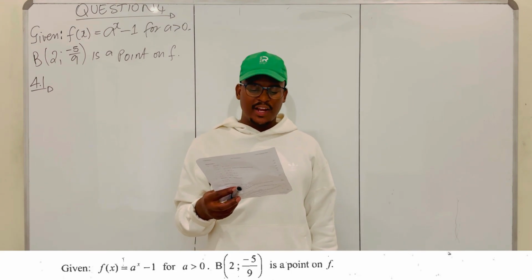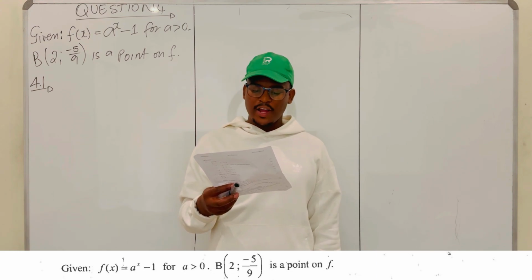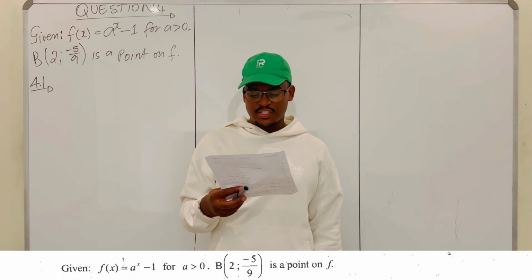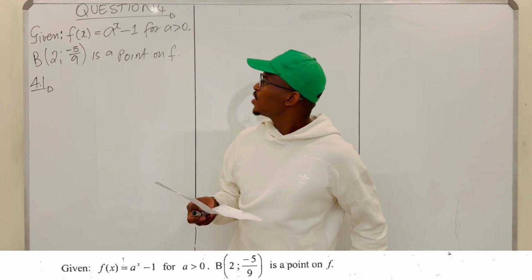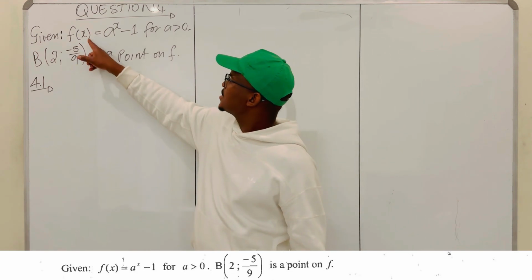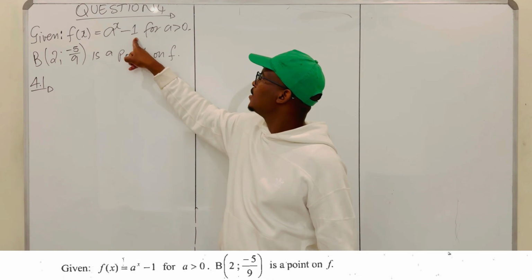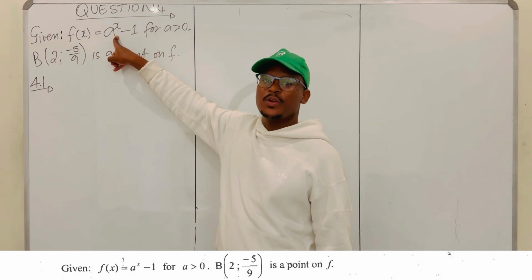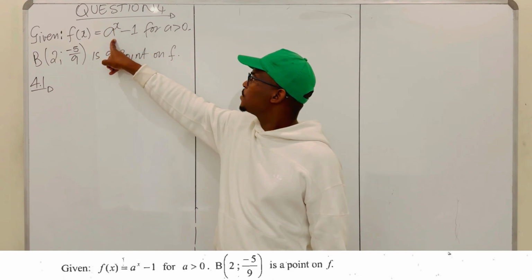You are given that f of x is equal to a raised to x minus 1 for a greater than 0, and B, which has coordinates 2 and minus 5 over 9, is a point on f. So you are given a function f of x defined by a raised to x minus 1, where a is greater than 0. What kind of function is this? That is an exponential function, right? There is your exponential variable. So this is an exponential function.